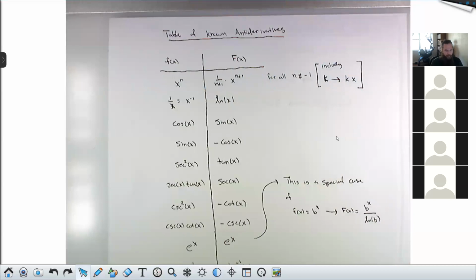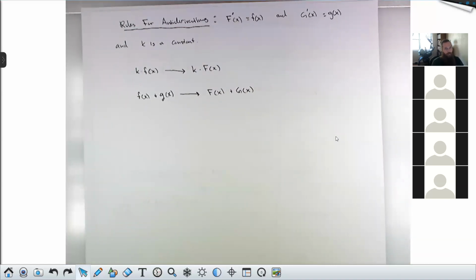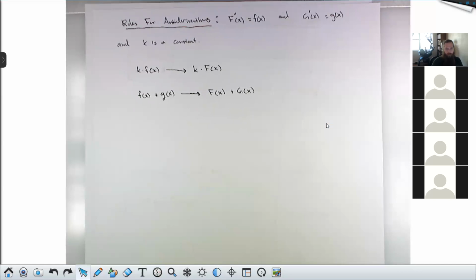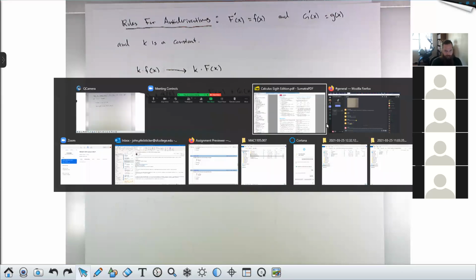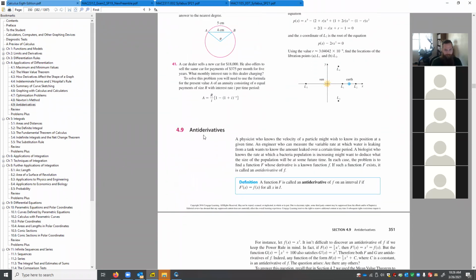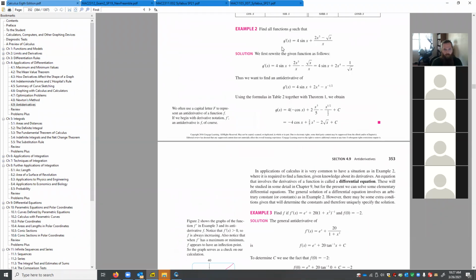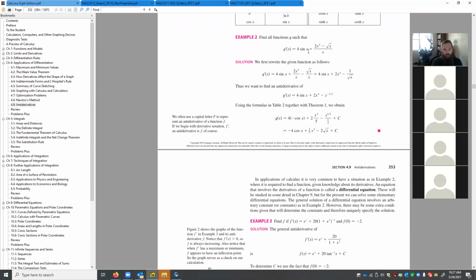Okay, with this out of the way, let's talk about some slightly more complicated problems. The main thing we use is linearity and algebra. So if I give you some complicated function and I ask you for an antiderivative, your job is to split it up into little simple pieces and then apply the table to each of those little pieces. We'll take an example from the text. Let's start with this guy, 4 sine x plus 2x to the 5 minus root x over x.